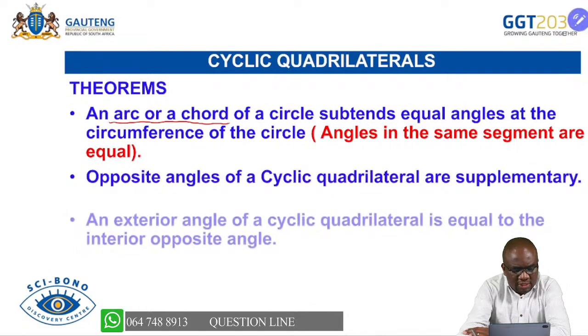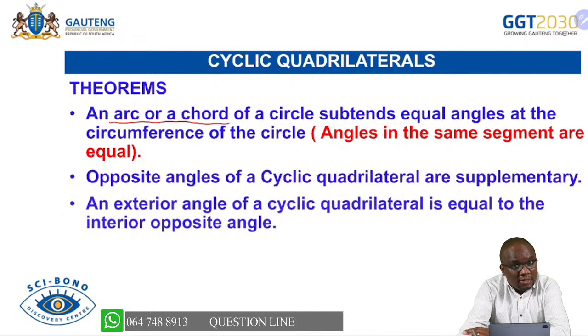Okay, and then we're going to look at the exterior angle of a cyclic quad. Right, an exterior angle of a cyclic quadrilateral is equal to the interior opposite angle. Okay, are you going to remember these three?